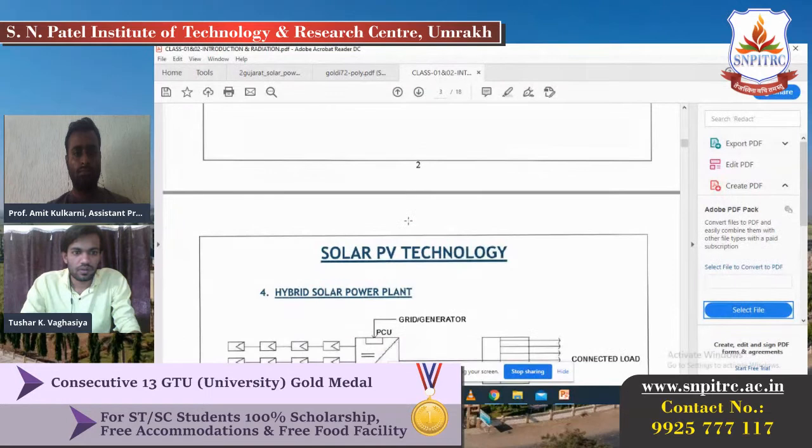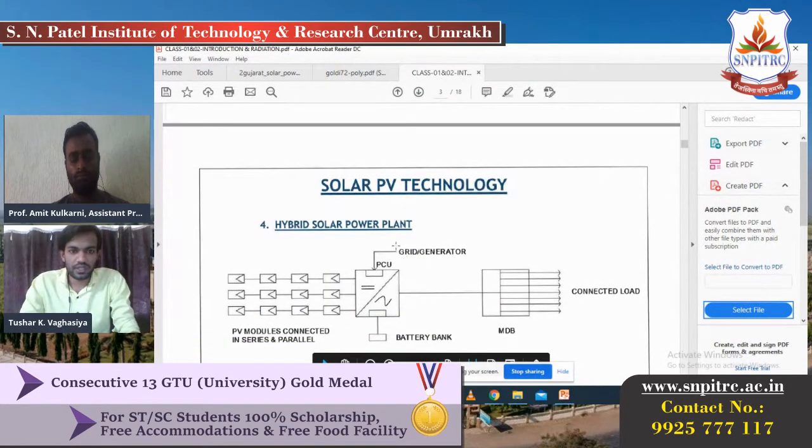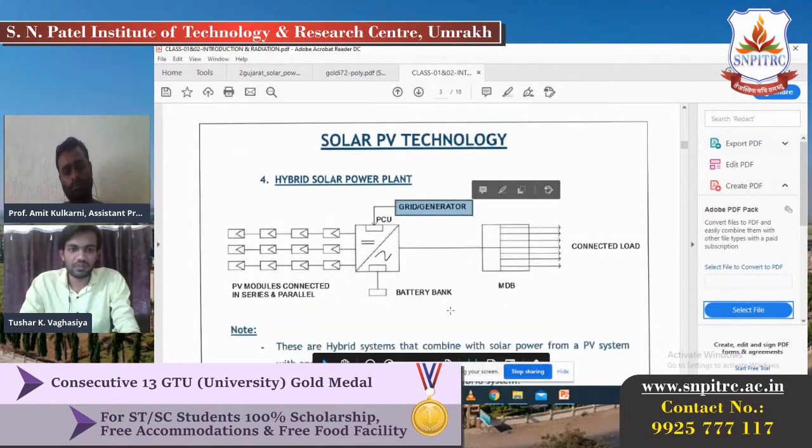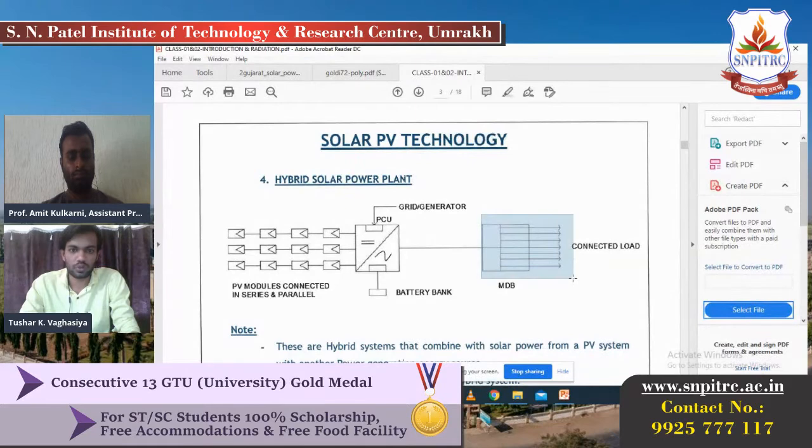And the fourth one is the hybrid solar power plant. You can take the power from the grid as well as the battery. So you have two options, grid as well as battery. If solar power generation stops during the night, and your storage in the battery is also exhausted, at that time you can use this grid inverter and take the power from the grid directly, right? So you can run all the loads in your house, right?